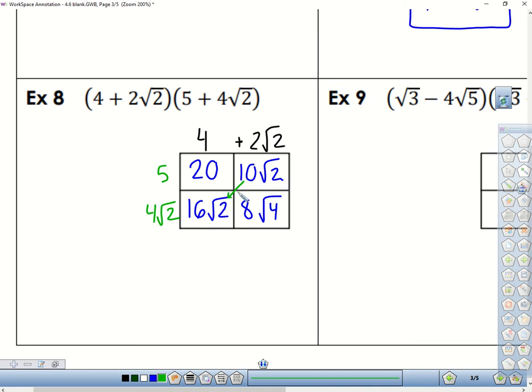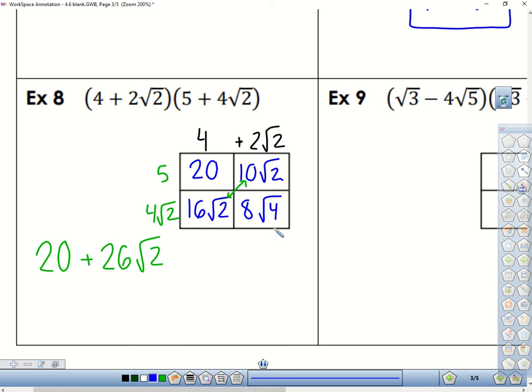Now you're going to notice that these two terms are like terms right here. You guys see that? So I'm going to combine those. I'm going to rewrite it all out. So it's going to be 20 plus 26 radical 2. I just combined those two like terms because they have the same square root with the same radicand. And then lastly, I have 8 times radical 4, square root of 4.